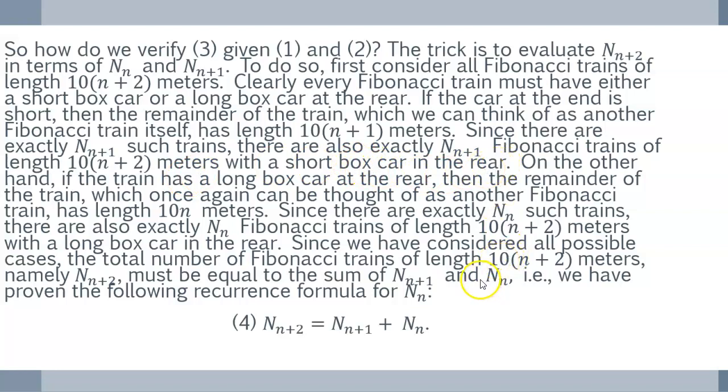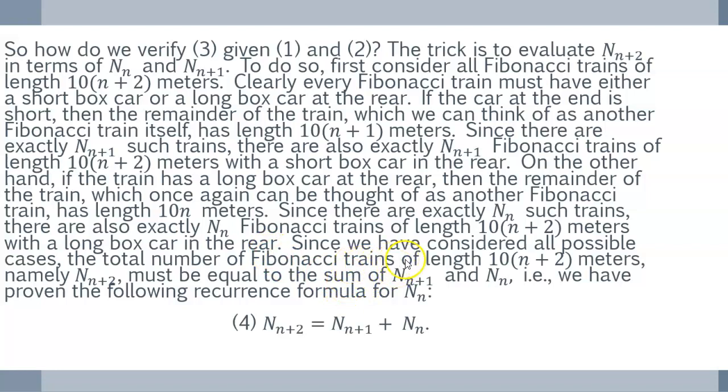But that's not all of them. We also have to consider the cases where the car in the rear is a long boxcar. It's the same kind of analysis: the remainder of the train now has length 10n meters, and we can think of that as a Fibonacci train itself. We know the number of those trains is capital N sub n. So there are also capital N sub n Fibonacci trains of length 10n plus 2 meters with a long boxcar at the rear. Now we've taken care of all possible cases.